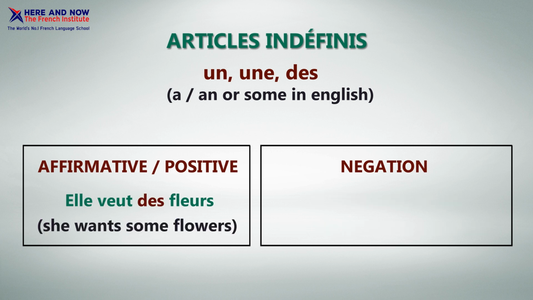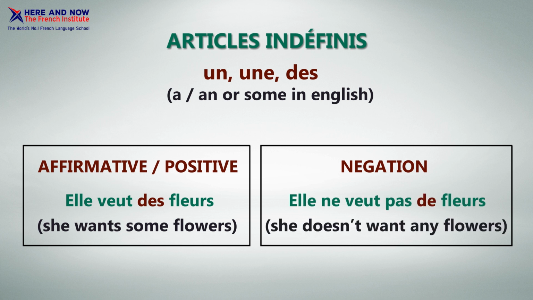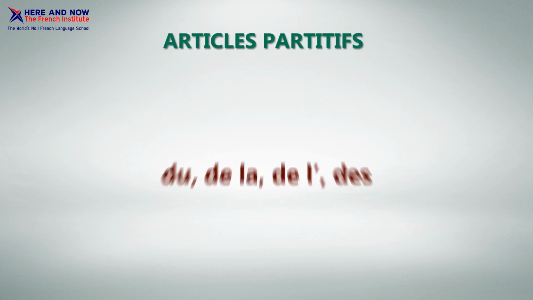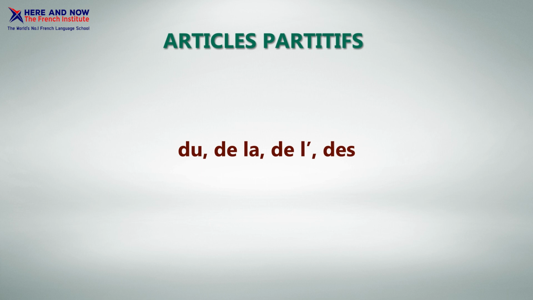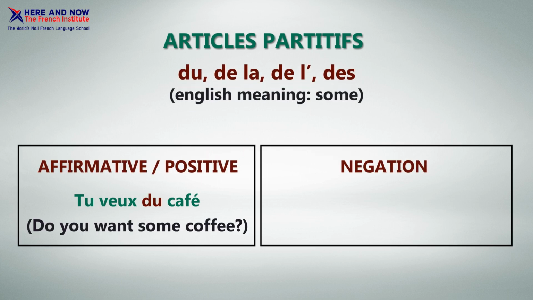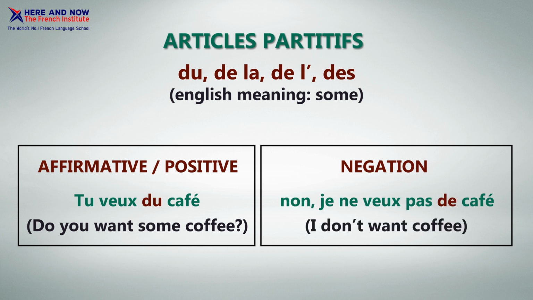Elle veut des fleurs. She wants some flowers. Elle ne veut pas de fleurs. She does not want flowers. And article partitif, du, de la, des and de l'apostrophe. For example, tu veux du café? Do you want some coffee? Non, je ne veux pas de café. I do not want coffee.